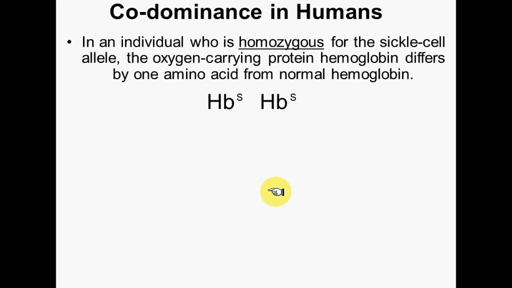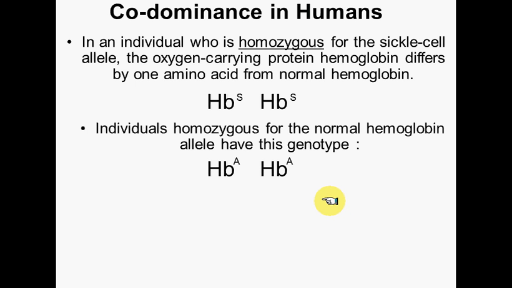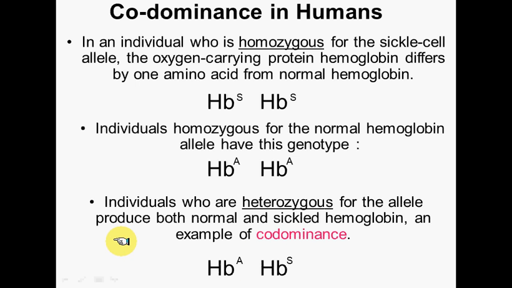Someone who has sickle cell is homozygous and is HbS HbS. Individuals who are homozygous for the normal allele have this genotype, HbA HbA. And individuals who are heterozygous produce both. About half of their blood cells are round and normal, and the other half are sickle cells. And this is an example of codominance, the HbA HbS genotype.